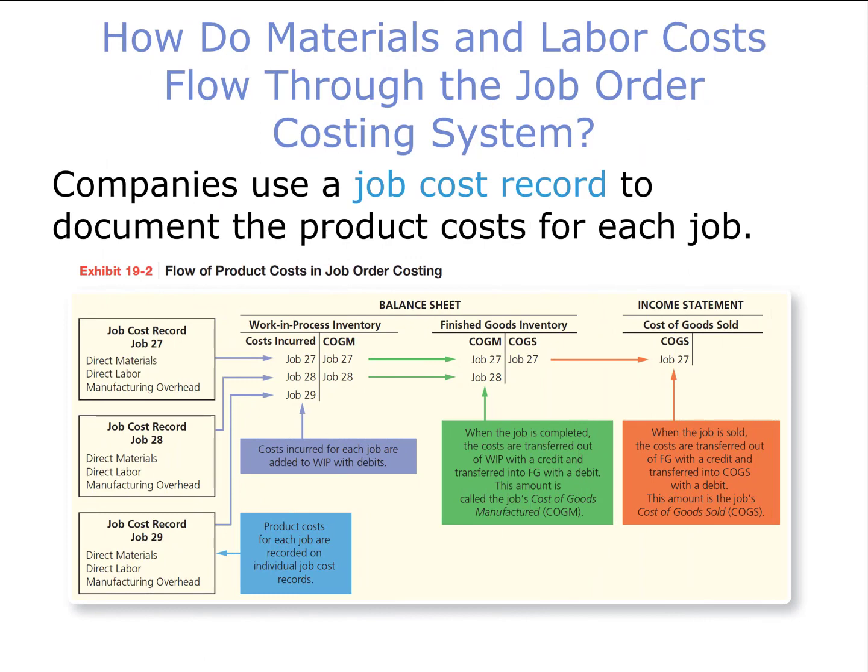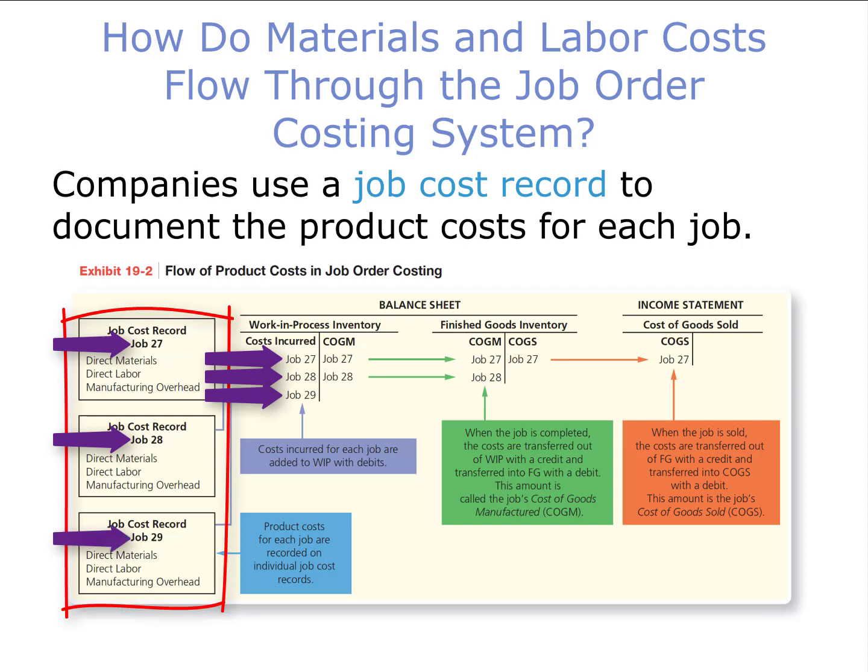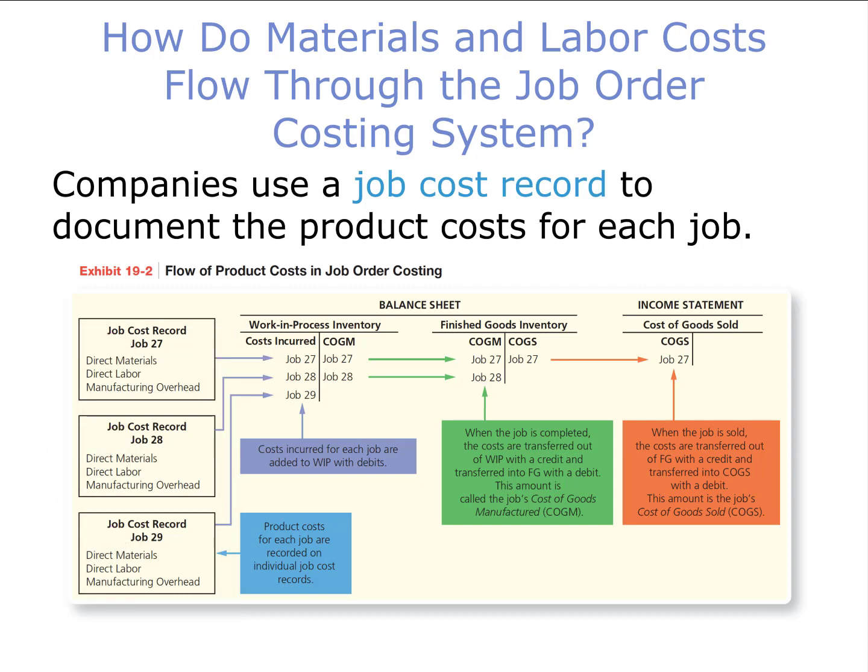Here's another way to look at how the cost of materials and labor costs flow through a job order costing system, this time with a bit more detail. Each job will have a job cost record associated with the job. A job cost record is a document that shows the direct materials, direct labor, and the job's portion of the manufacturing overhead costs for that particular job. On the left, we have 3 different jobs and their job cost records. Jobs 27, 28, and 29. And all of them, remember, are customized jobs to meet each customer's particular needs.